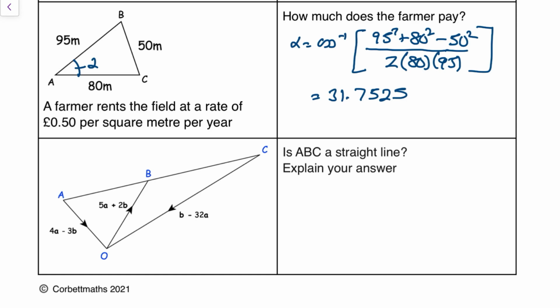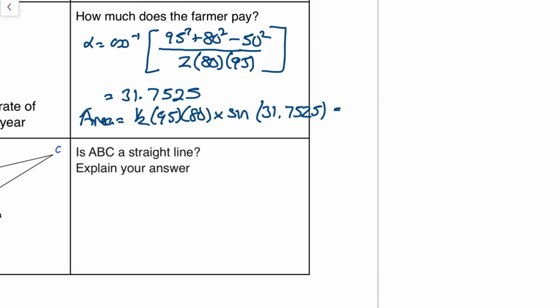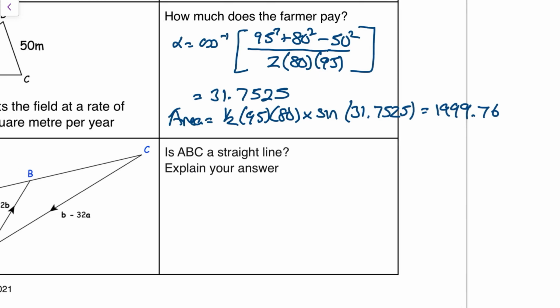Remember, that's just the angle. So now I need the area. So the area is going to be equal to a half times 95 times 80 times sine the angle in between, which is 31.7525. And that's going to give me an area. Remember, I'm still only doing the area of the triangle, so 1999.7558, or let's call it 1999.76. Now, that's only the area. Still haven't answered the question.